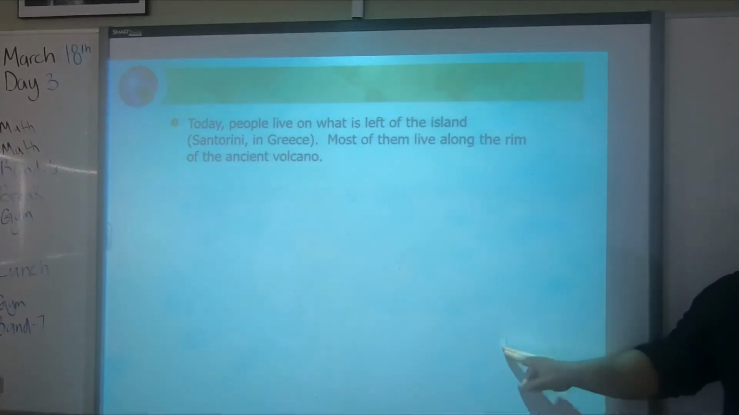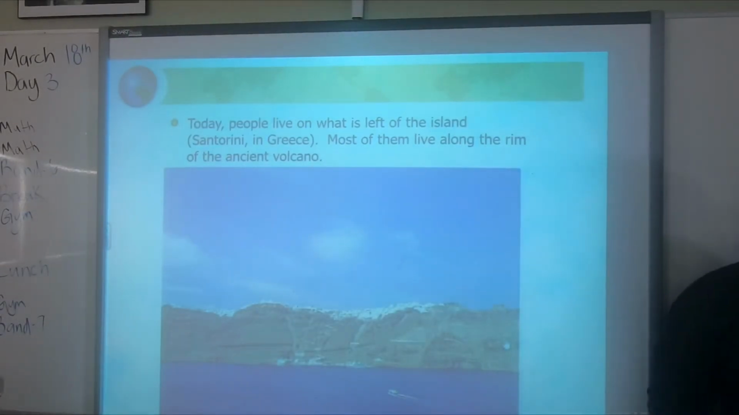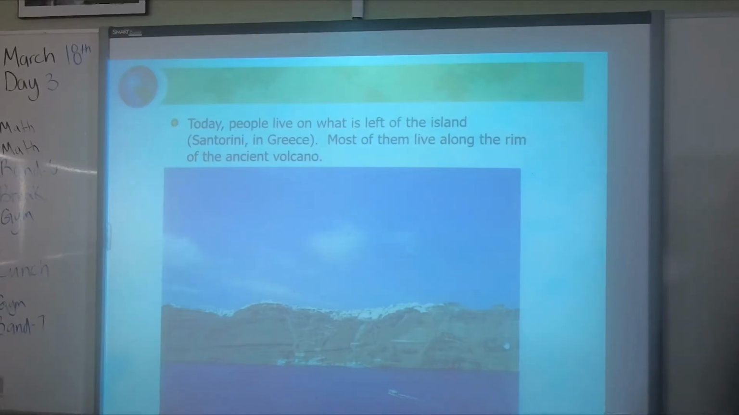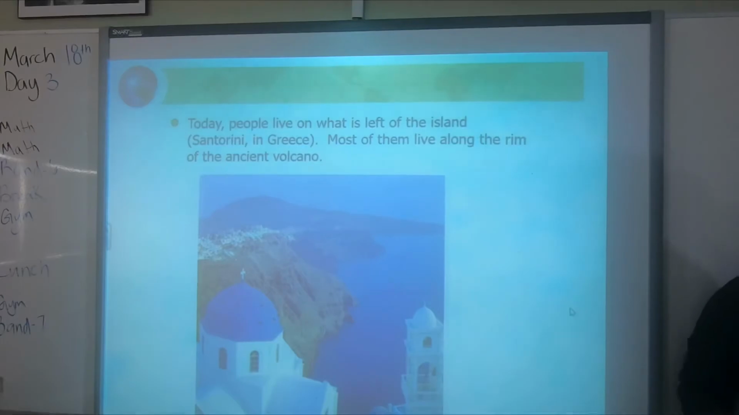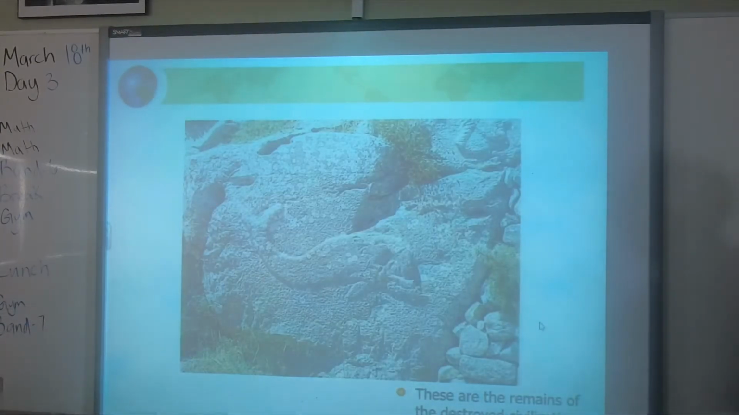You may have. Now, there's the rim of the volcano today. You can see kind of where it's been just destroyed apart and what's left over from that. And of course, it's again a very beautiful island. Now, there are remnants of this ancient society there. So these are the remains of the destroyed civilization.